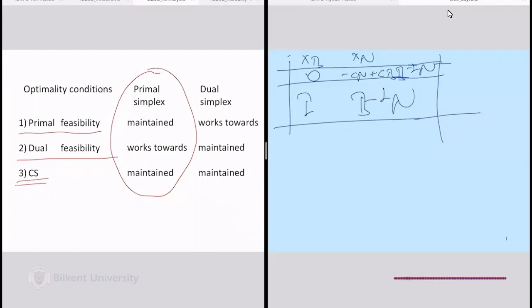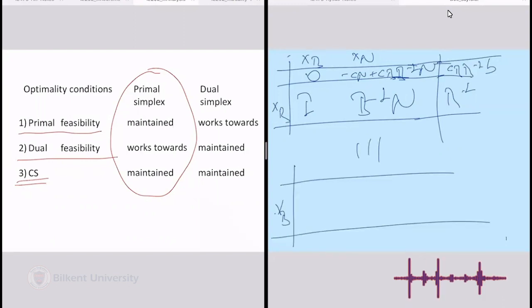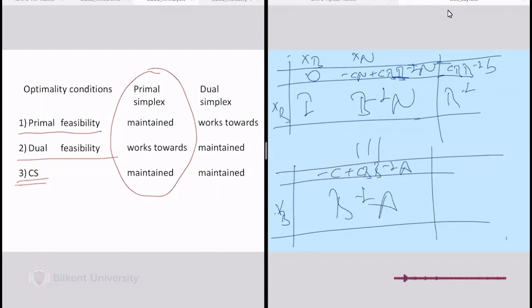So I'm going to have xb in here. Here I have B inverse b. Here I have cb B inverse b. This is exactly equivalent with this guy. Here I have xb again, but I didn't shuffle the columns. So here I have minus c plus cb B inverse A, and here I write B inverse A. I didn't shuffle. But this is B inverse b, by the way. Here we have B inverse b, and here we have cb B inverse b.